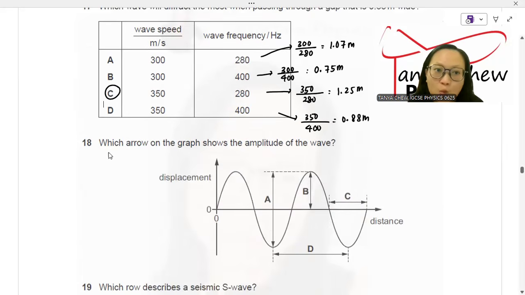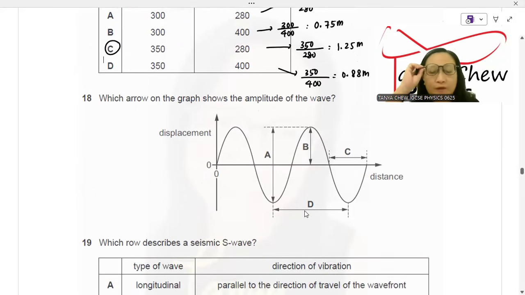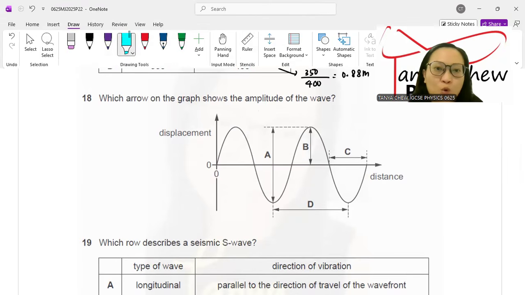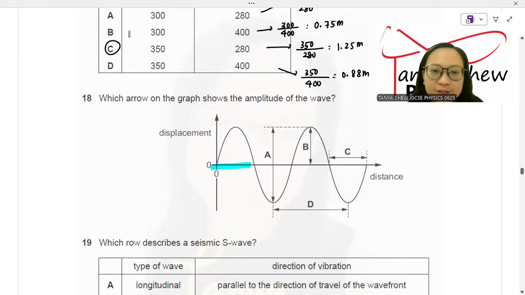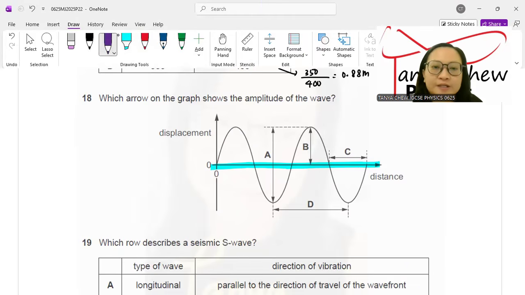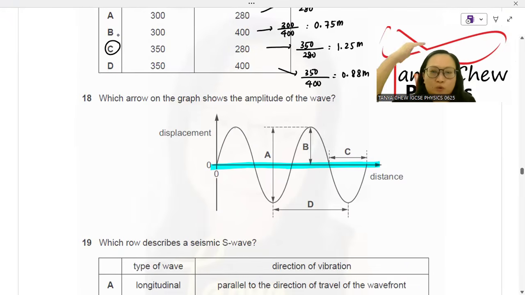Number 18, which arrow on the graph shows the amplitude of the wave? Amplitude is the maximum displacement from equilibrium position. Where is the equilibrium position? This is your equilibrium position. Why is it called equilibrium position? Because it splits the wave into 2 equal heights. So the maximum displacement is B. B is called amplitude.